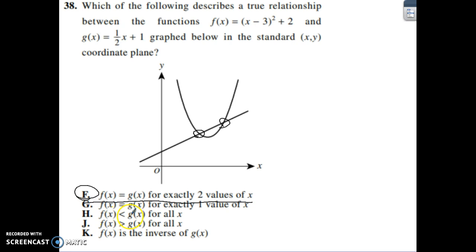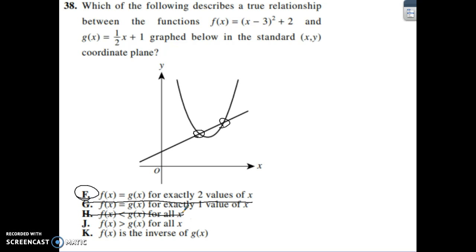F of x is less than g of x for all x's. So that means at no point in time does f of x, which is our parabola here, get higher than g of x, which is our linear function. And that's just not true. Most of f of x is higher than g of x, so that's not it.